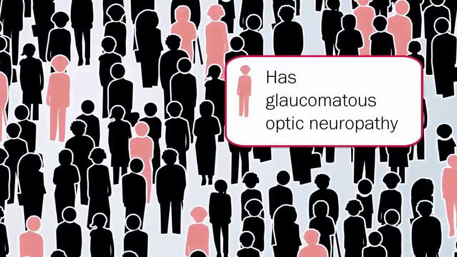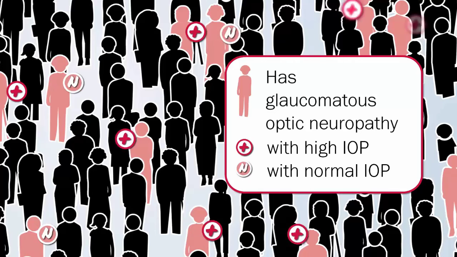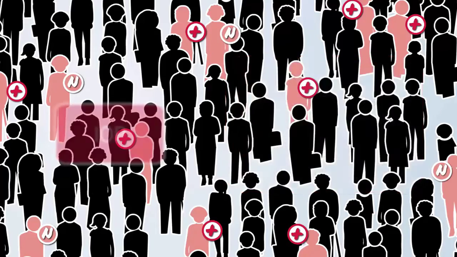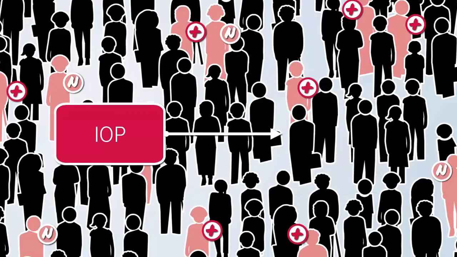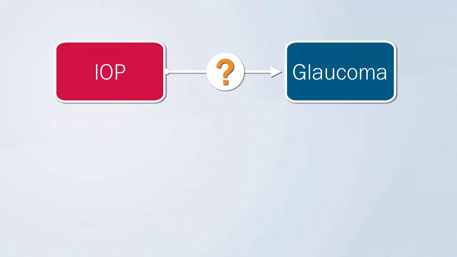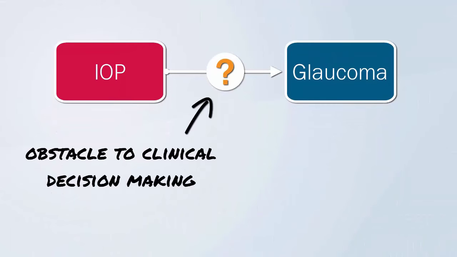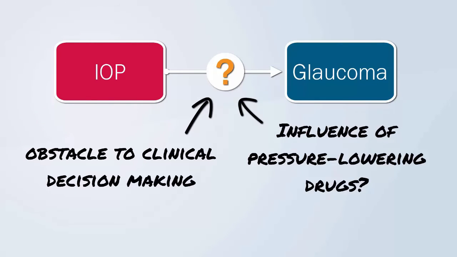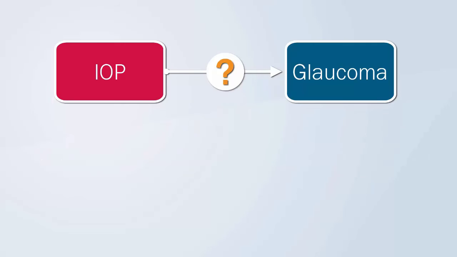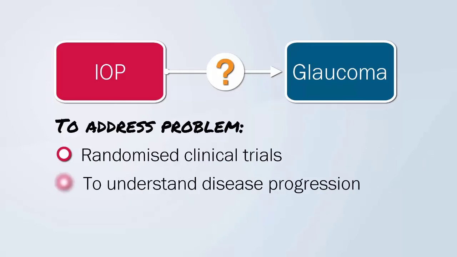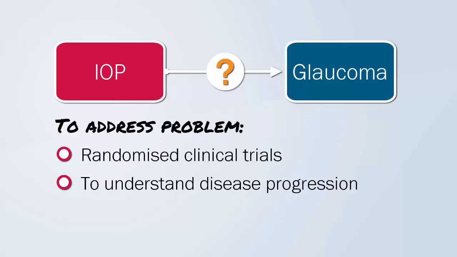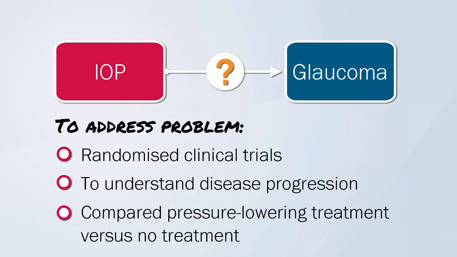Many prevalence studies have shown that across many populations, intraocular pressure was within normal ranges in patients with glaucomatous optic neuropathy. The relationship between intraocular pressure and glaucoma was not clear, which was an obstacle to clinical decision-making and posed many questions about the influence of pressure-lowering drugs. Investigators decided to address the problem by carrying out randomized clinical trials to understand disease progression, as visual field loss, better. They compared pressure-lowering treatment versus no treatment.